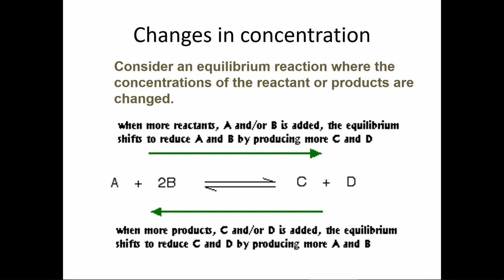The same kind of things happen when we mess with the products. So if we add a product, if we add C or D, the reaction will shift back to the left to use up the excess product. If we remove C or D, the reaction will move toward the products to replace what we took away.